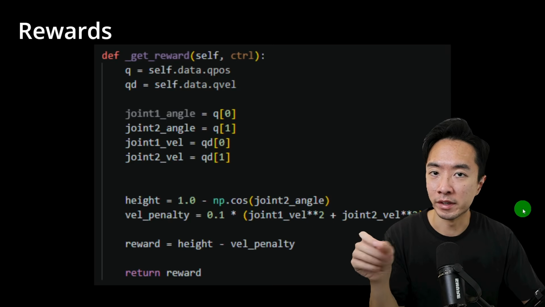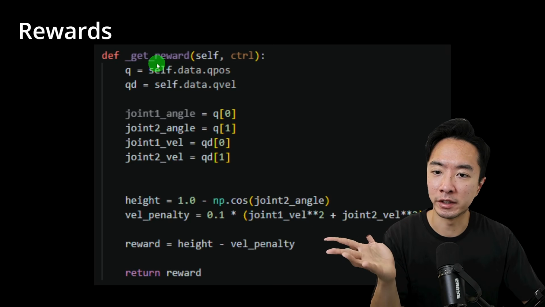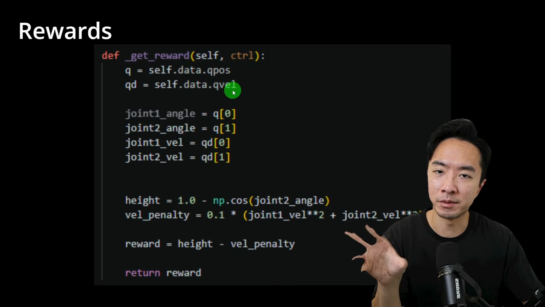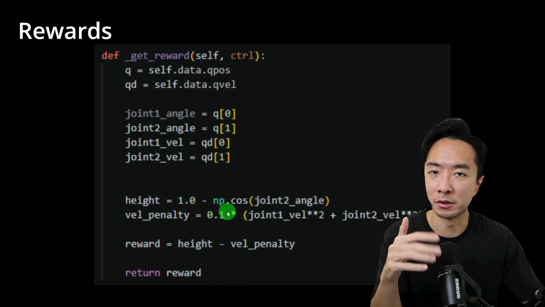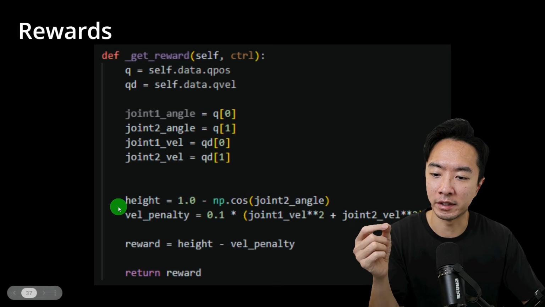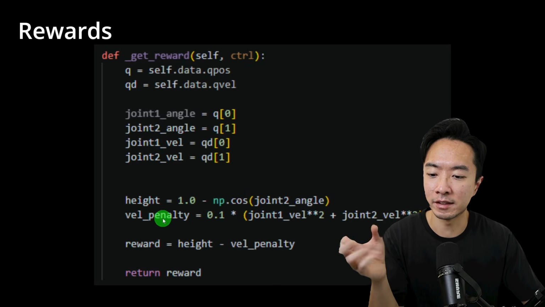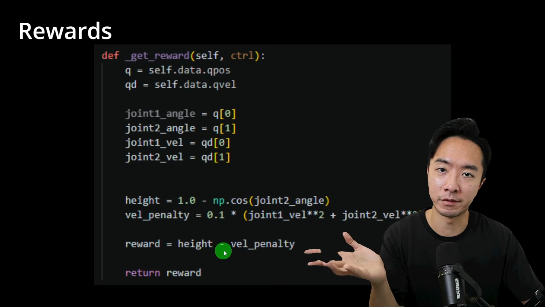Now, the way the reward is actually implemented, you would have a function called getReward. And here, again, you would get some of the data from your MuJoCo. And you take that data, and then you could set it up inside your equations that we talked about. So here, we're looking at a height and a velocity penalty. So our total reward could be height minus velocity penalty.